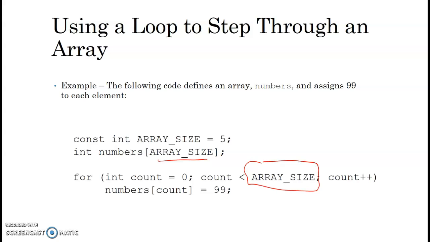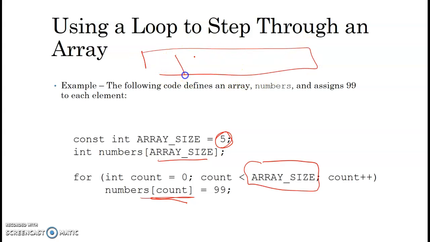That way, if the array needs to change in size for an updated program, I only have to change one instance of the size. I don't have to find every place that I use that 5 and make sure I update it correctly. Here's a looping structure again, using the counting variable of the loop in order to access each location within the array. This one is going to create an array of size 5 and store 99 into each location of the array by accessing each element one at a time.